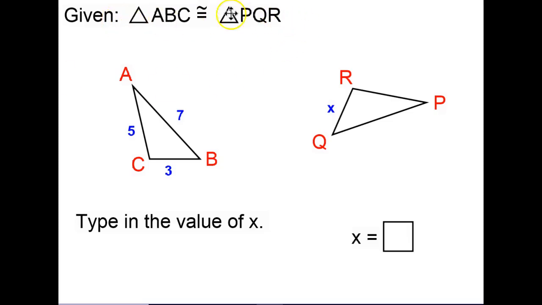Make sure you always look at what's given, and remember the order of the letters in the given statement is the most important thing when matching things up. This one asks for the value of x. X is right here on QR. QR is the last two letters. BC is the last two letters. Therefore, it's going to be 3.